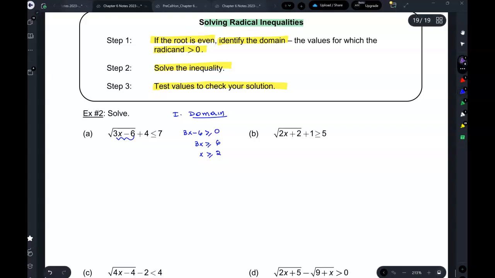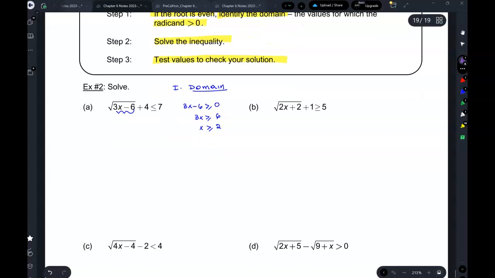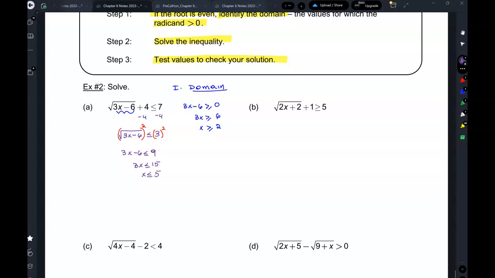Now I'm going to come and I'm going to actually solve my inequality. Okay, give me a minute. I'm going to solve my inequality now. So I subtract 4. The square root of 3x minus 6 is less than or equal to 3. Now, just like before, I'm going to square. So I get 3x minus 6 is less than or equal to 9. 3x is less than or equal to 15. x is less than or equal to 5.